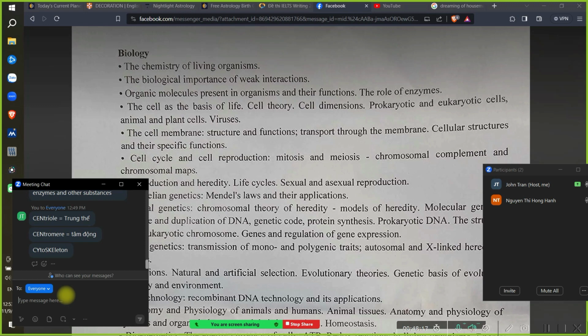But if the cell is a plant cell, it can produce sugar on its own because of chloroplast, you know. But if it's an animal cell, it cannot produce sugar on its own. It has to eat from other sources, you know.